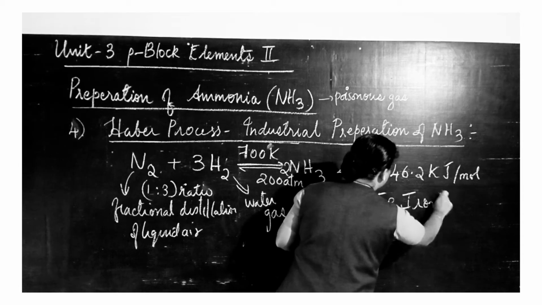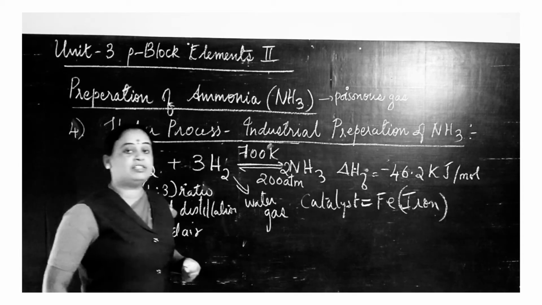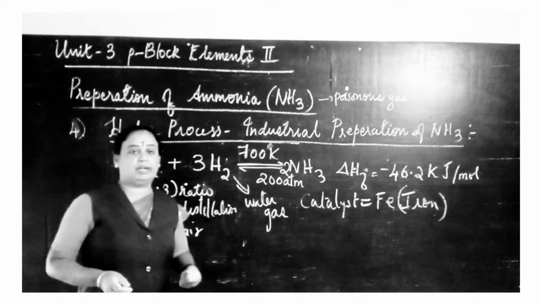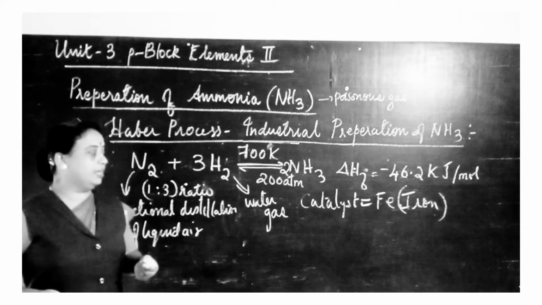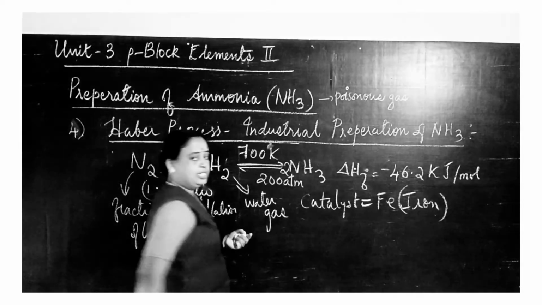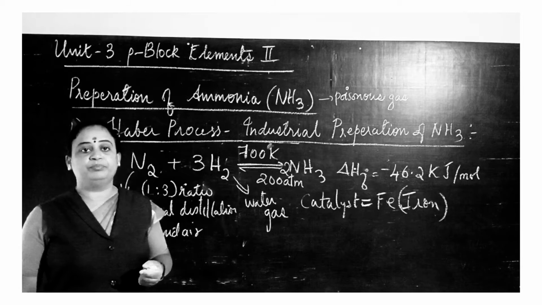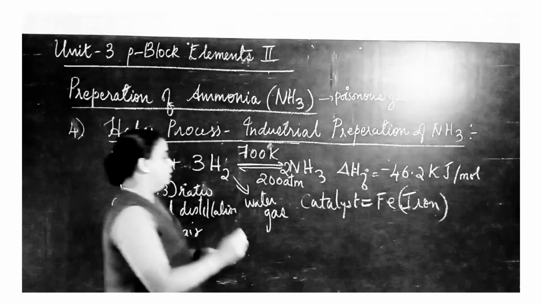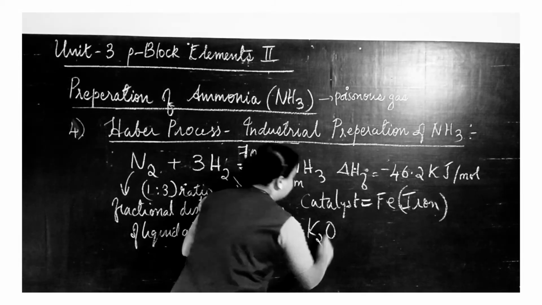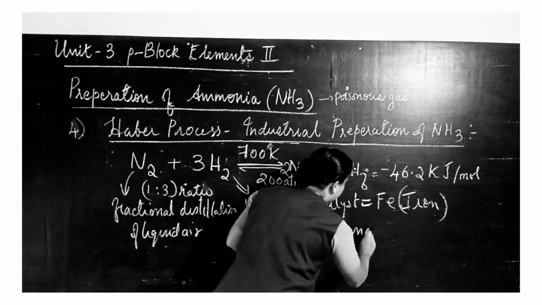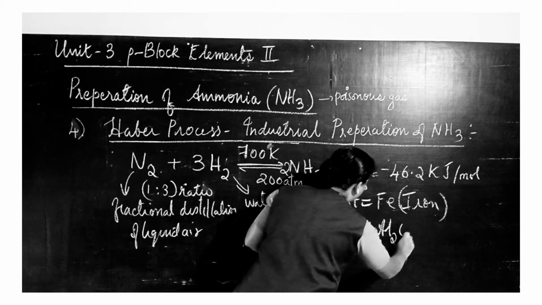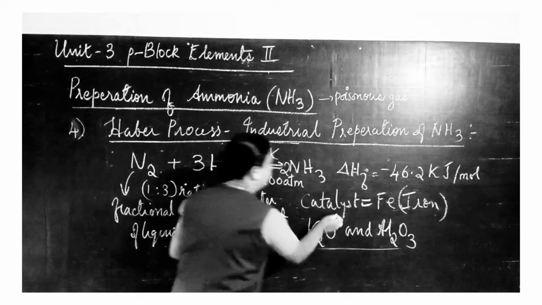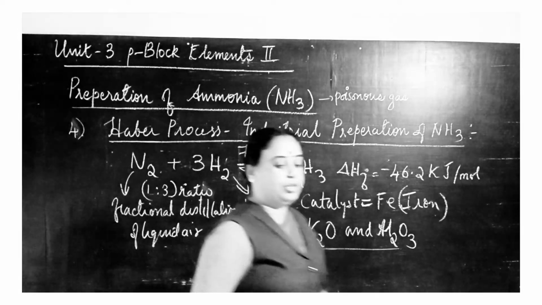So you know what a catalyst is? A catalyst is a substance which increases the rate of the reaction. Okay, so that is the catalyst. So iron is used as the catalyst. So along with this catalyst, other substances are also used, that is, catalytic promoters are also used, like K2O, potassium oxide, and Al2O3. Yes, so these are also used along with this catalyst.